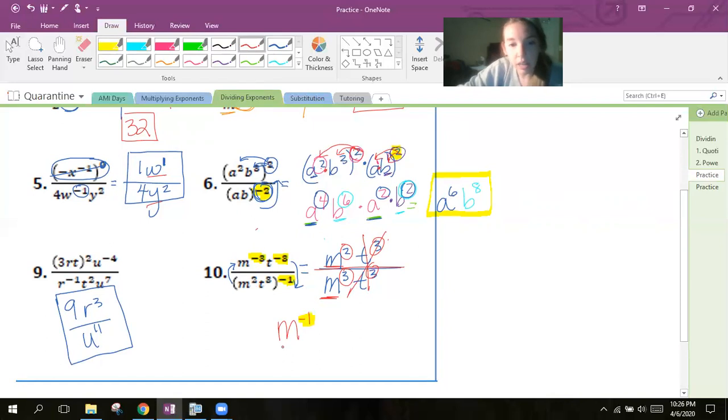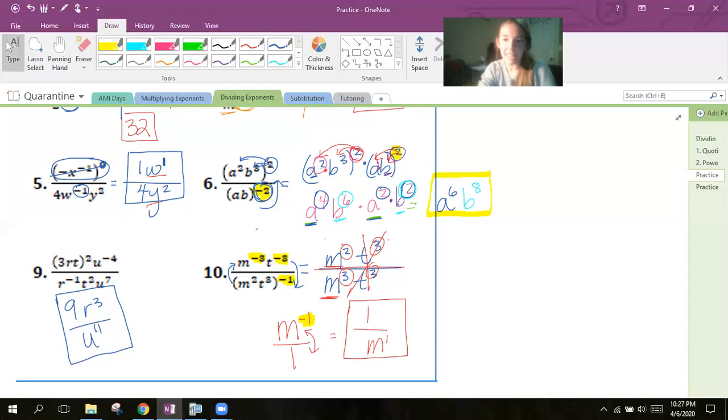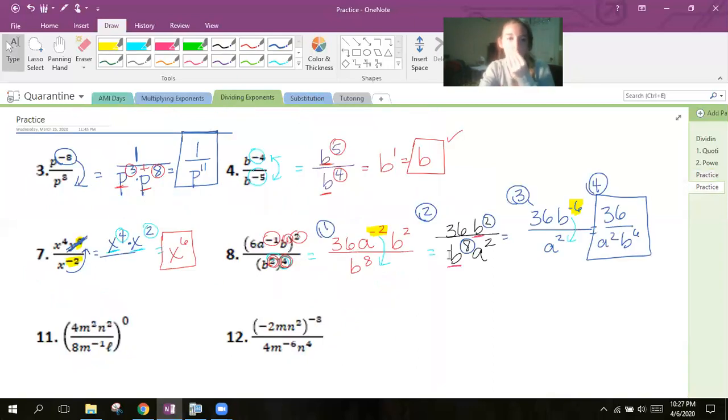So since that m is understood to be over 1, we just have to flip it. Whoops, that's an arrow. Okay, so that's going to be 1 over m to the 1st power. Yay! All right, last problem. We're going to do 11.